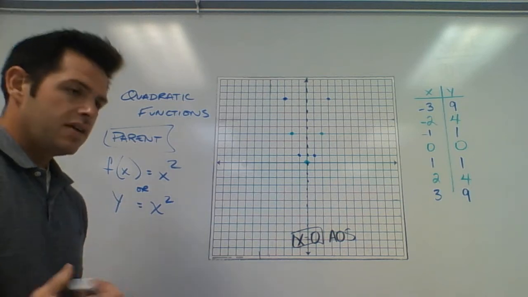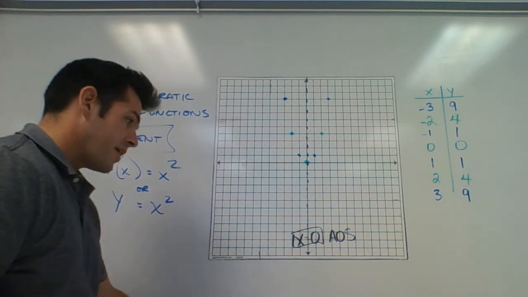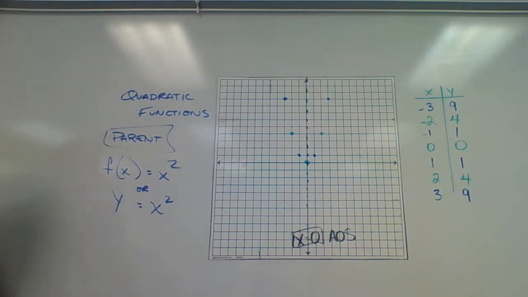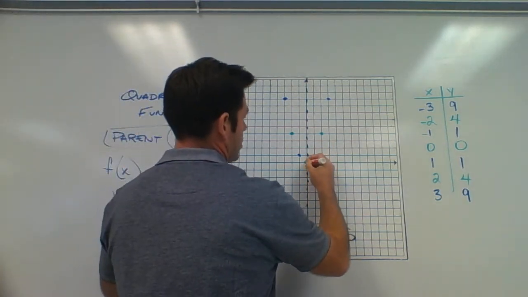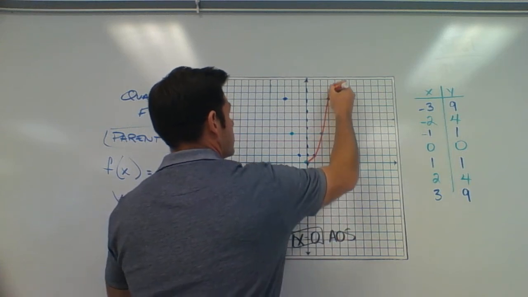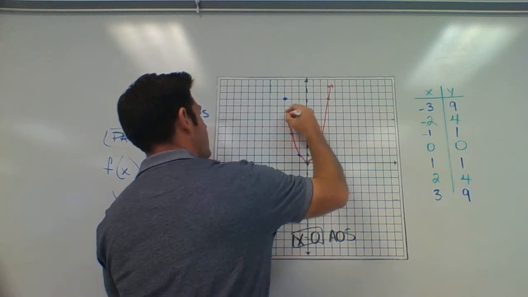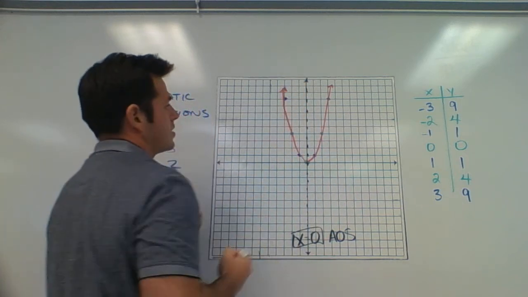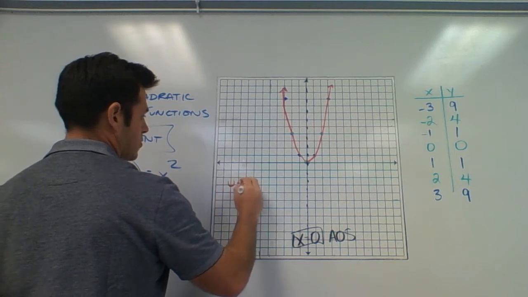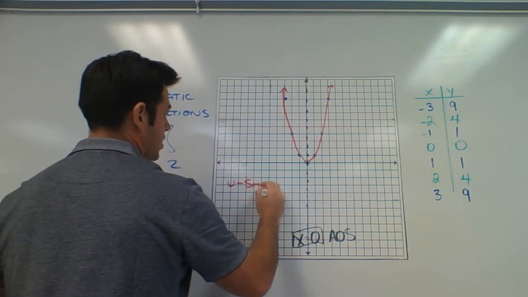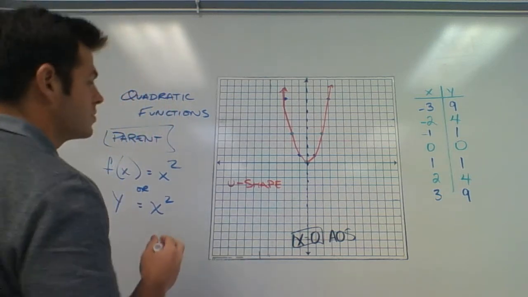This is not a v. Absolute value functions were v's. We know that this picture right here for a quadratic, any quadratic, is going to kind of look like a U shape. So I'll try my best here to connect the dots. It's not a straight line. We have that U shape here for quadratics, and we say that that U shape, the technical math term for that is a parabola.